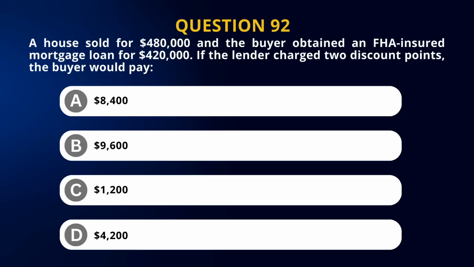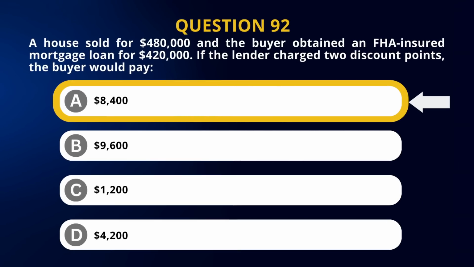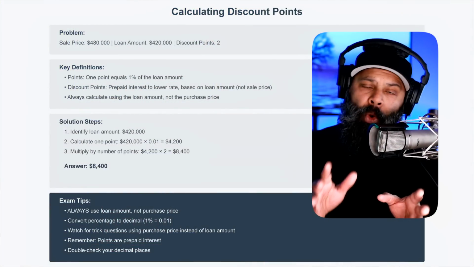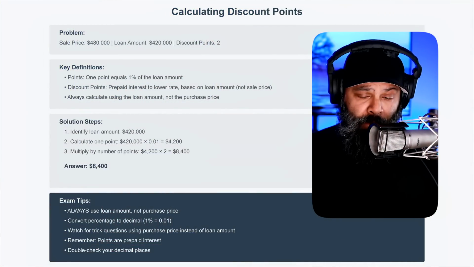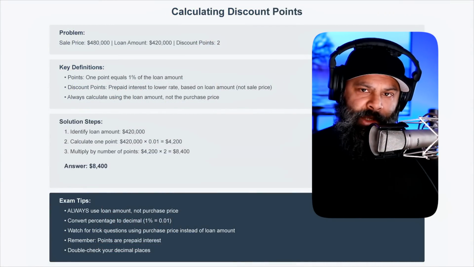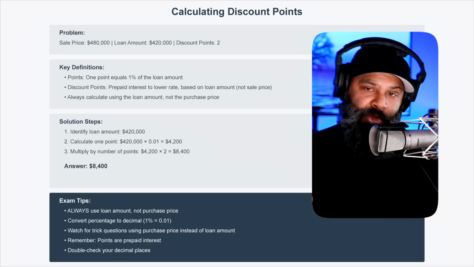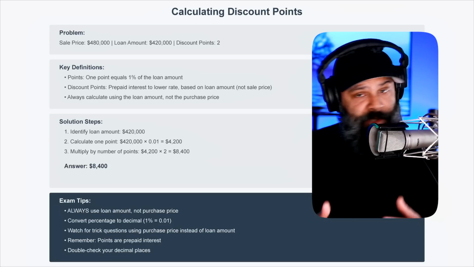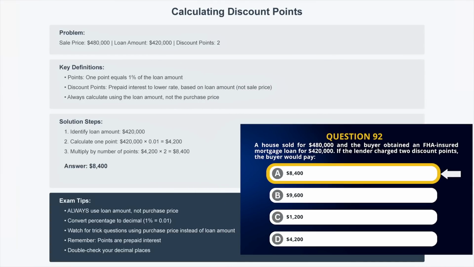And the answer is letter A, $8,400. All right, so this isn't super complicated, but the thing to remember, anything points, 1 point equals 1% of the loan amount. The fact that it's an FHA insured mortgage loan is really non-essential for this particular question. They just threw it in there. They threw in 2 numbers, which is classic. They're going to do stuff like that to trip you up. They're going to give you a number based off of 480. They're going to give you a number based off of 420.